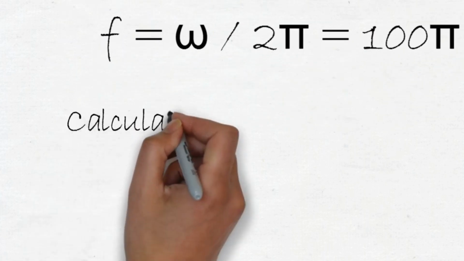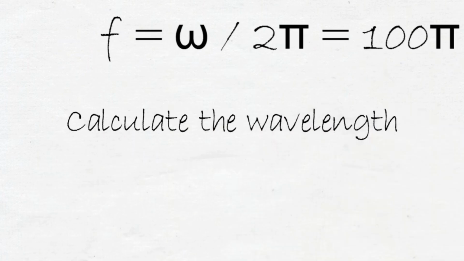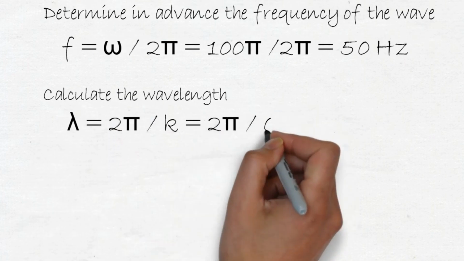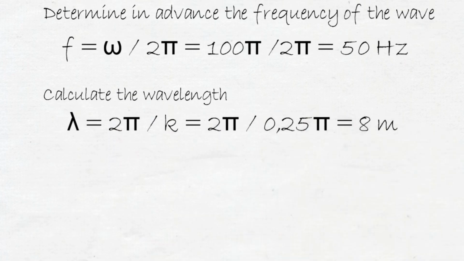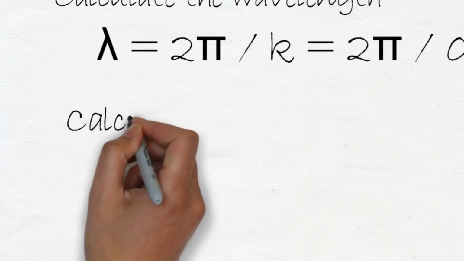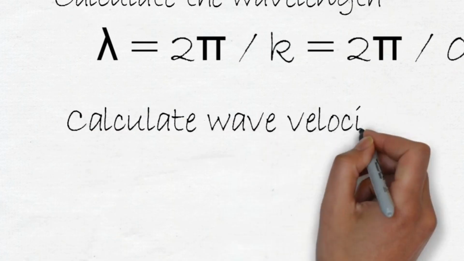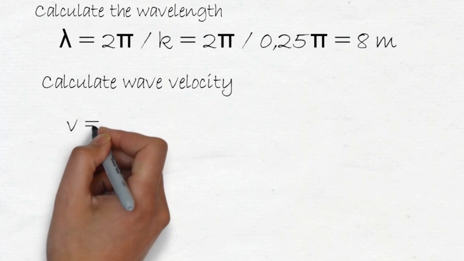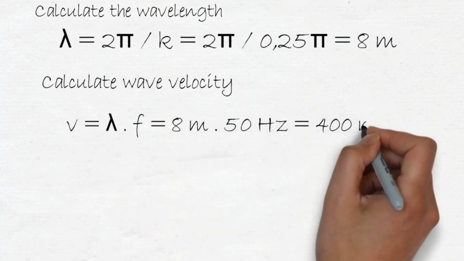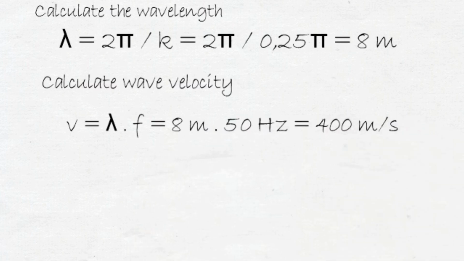And the next step is to calculate the wavelength. Lambda equals 2 pi over k equals 2 pi over a quarter pi, so lambda is 8 meters. And the last step is to calculate the wave velocity. V equals lambda times frequency equals 8 meters times 50 Hz, so the wave velocity is 400 meters per second. And that's all for part 1 of the mechanical wave.